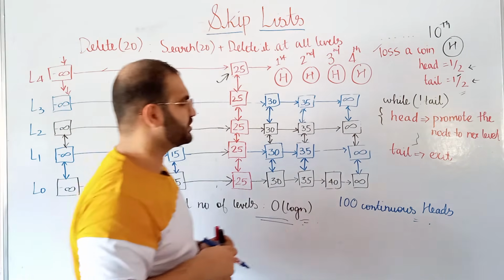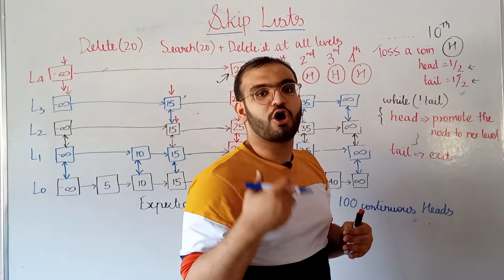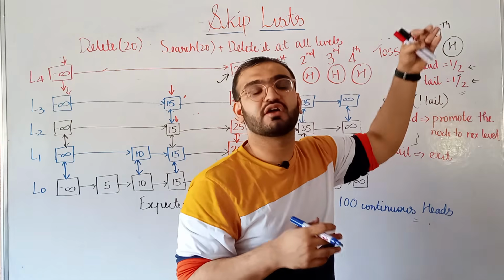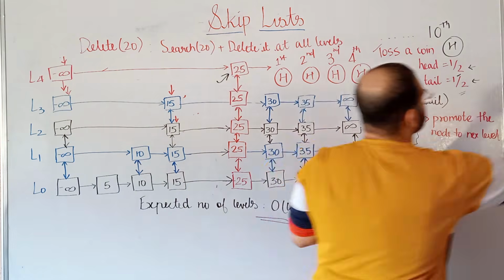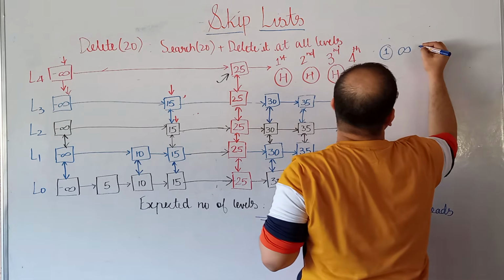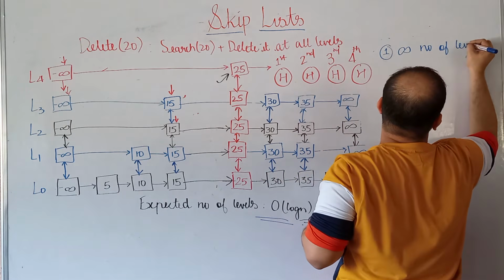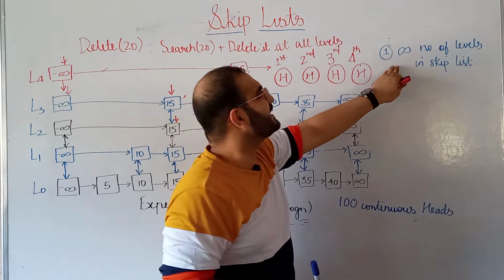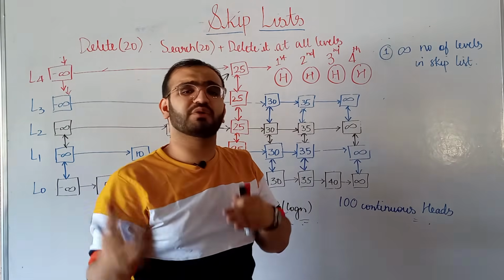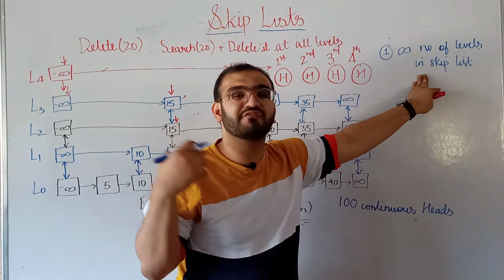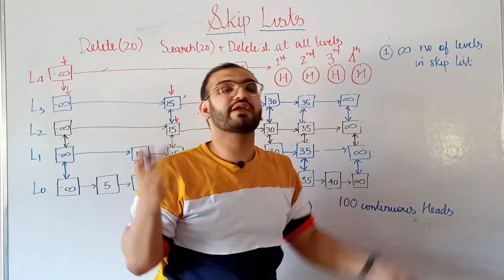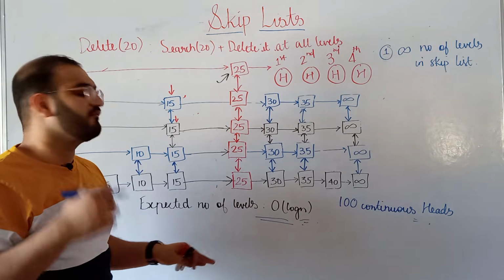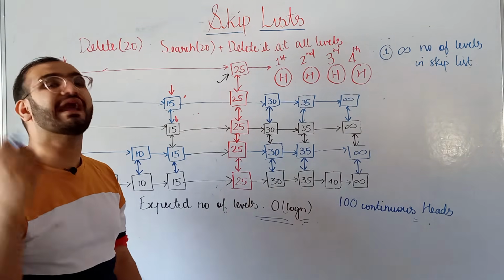How can we say that, right? So this is the first question that should arrive in your mind, because the result of tossing a coin is not in our hands. It can actually lead to 100 heads without even a single tail, right? So the first question is, can we have an infinite number of levels in a skip list? Or can we actually say that having an infinite number of levels in a skip list is something very feasible, right? Or how can we actually prove that the expected number of levels in a skip list will always be order of log n with high probability?